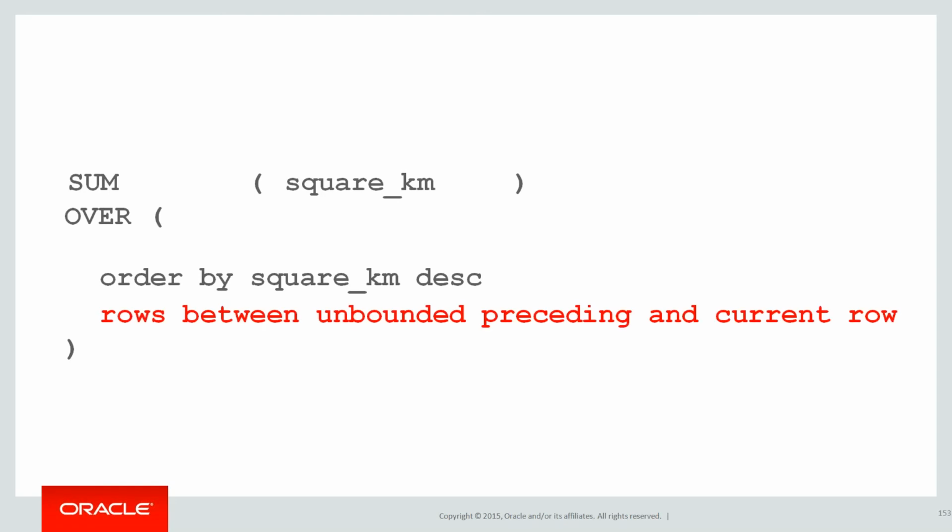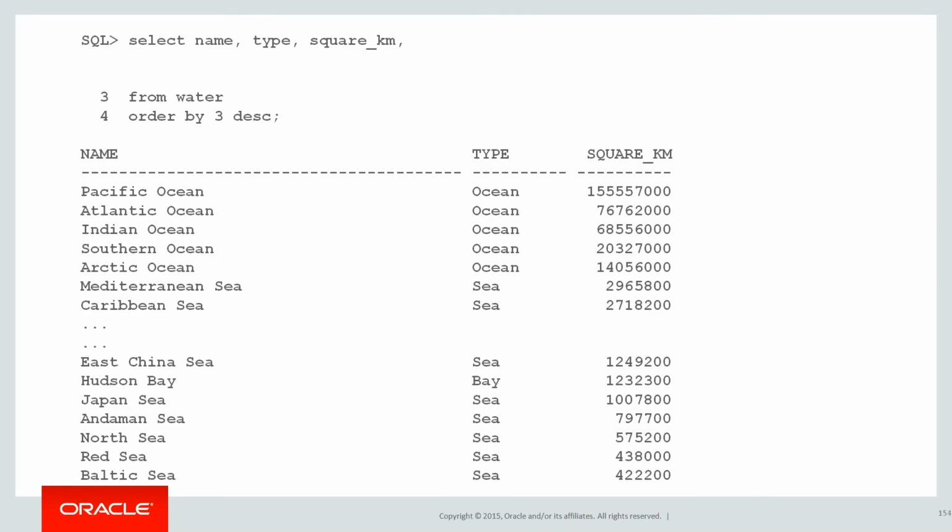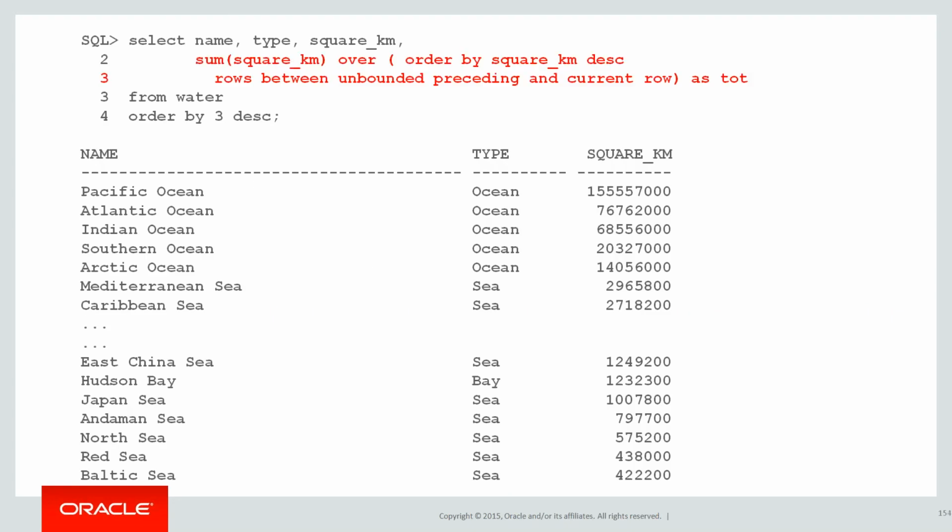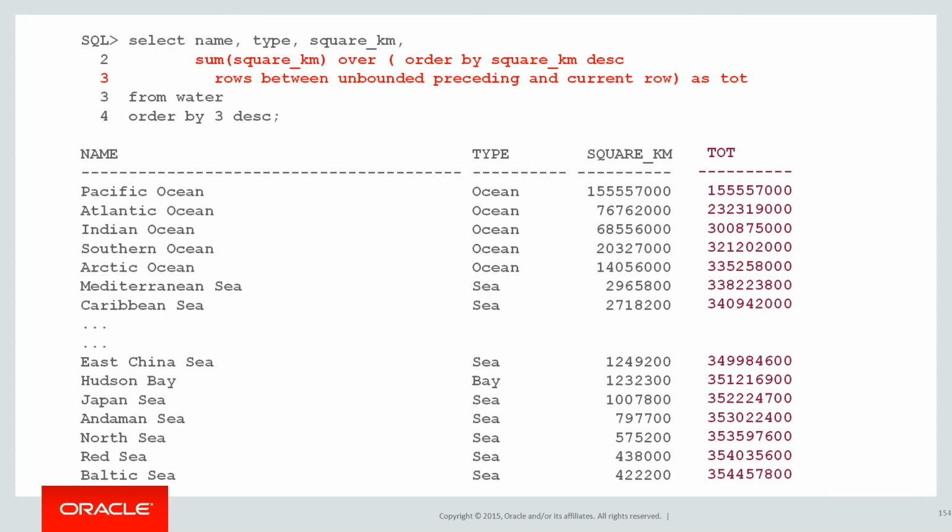Here's our first look at the windowing clause, and this is probably the toughest one to get your head around. Rows between unbounded preceding and current row. Let's put that into our SQL, and then we'll walk through what it actually means. So there's our analytic function. Here's our total. So what we're saying is, let's start with row number 1, Pacific Ocean. We've got 1.5, what's that, million? 150 million square kilometres, or 1.5 billion square kilometres.